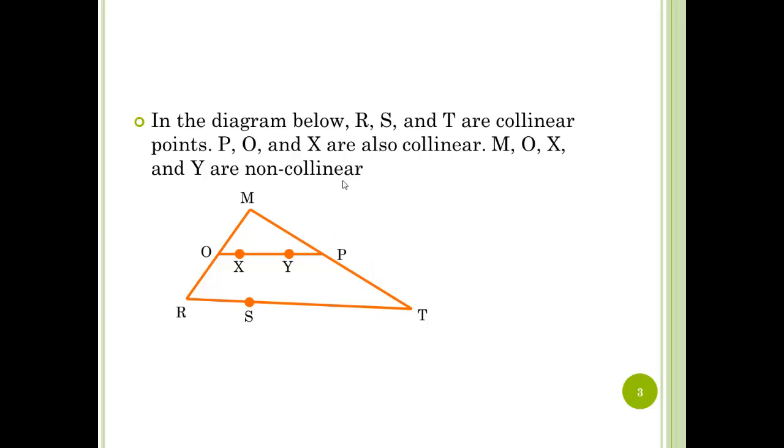Okay, so like in the diagram below, if I asked you if R, S, and T were collinear points, here's R, here's T. All 3 of those points are on a line, so they would be collinear. If I asked you if P, O, and X were collinear, again, all 3 are on the same line, so they would be collinear. If I asked you if M, O, X, and Y were collinear, they're obviously not on the same line. M's way up here, so they would be non-collinear.